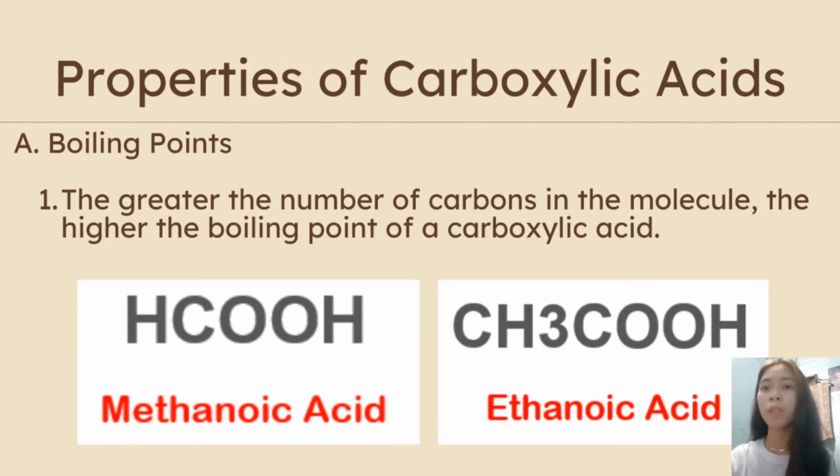So we can say that ethanoic acid has a higher boiling point compared to the methanoic acid because the greater the number of carbons, the higher the boiling point of a carboxylic acid.